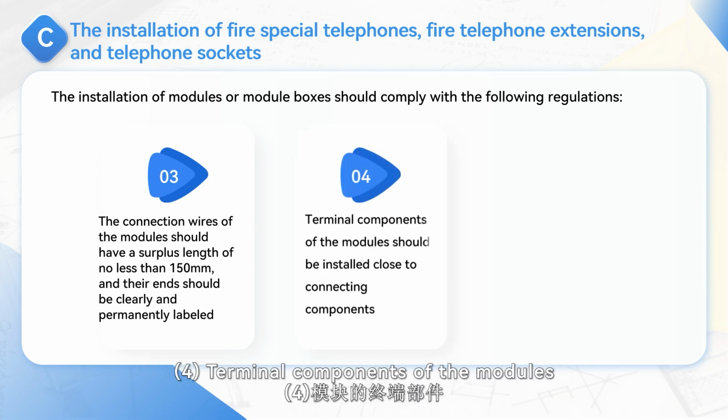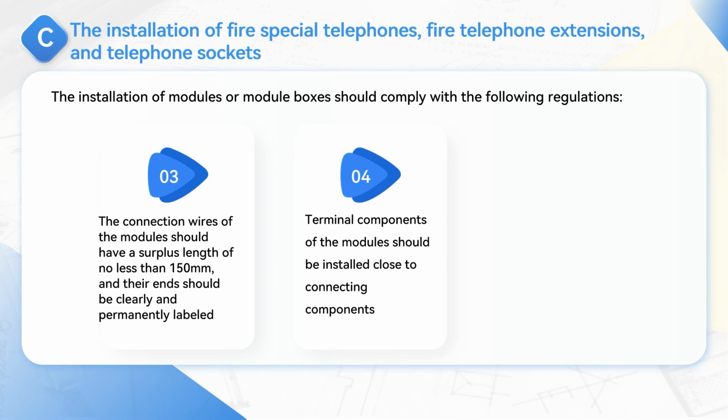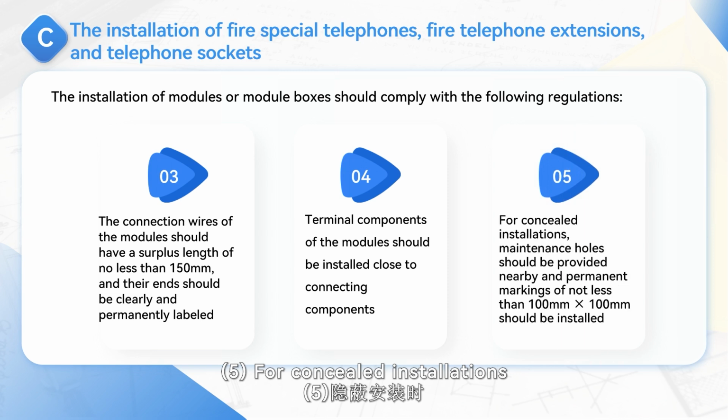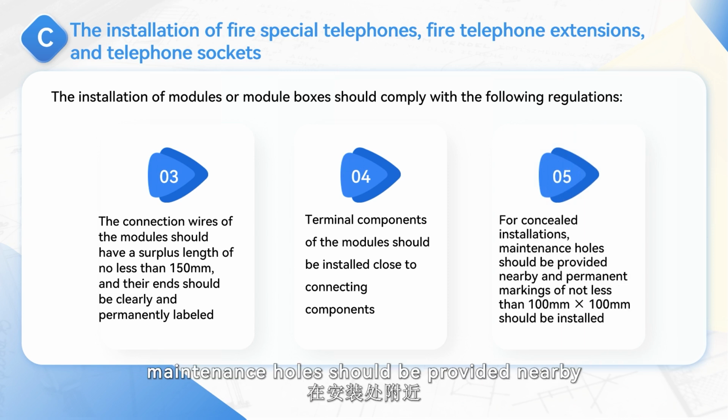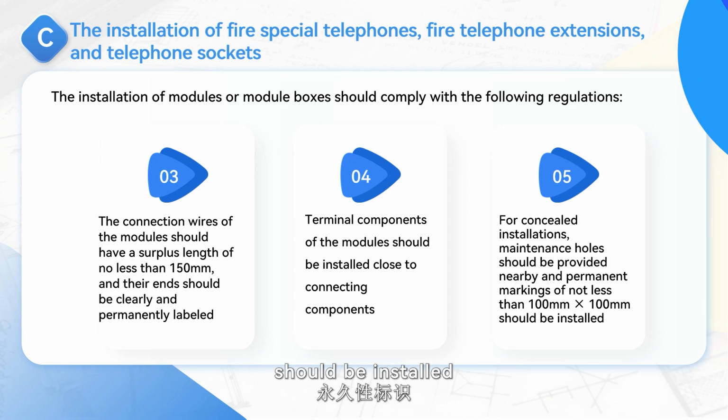4. Air terminal components of the modules should be installed close to connecting components. 5. For concealed installations, maintenance holes should be provided nearby and permanent markings of not less than 100 mm by 100 mm should be installed.